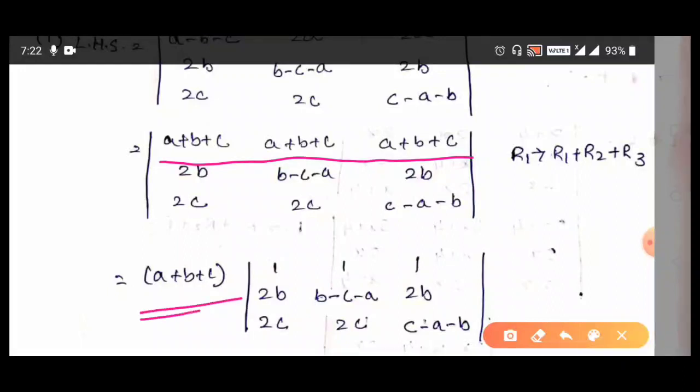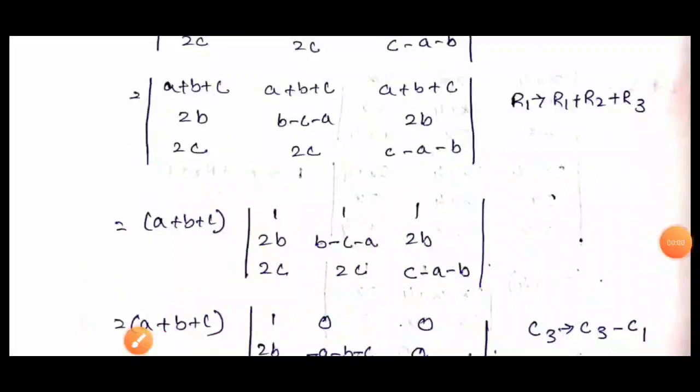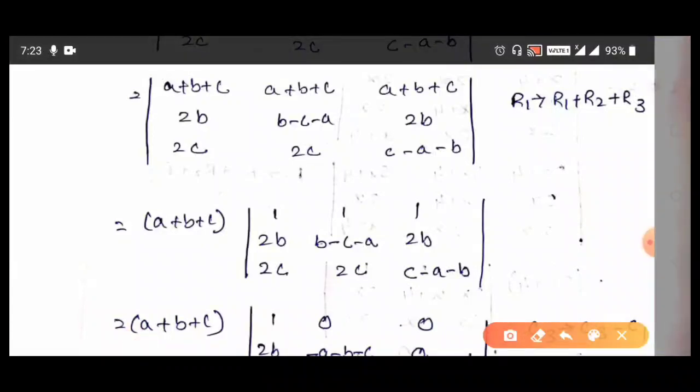So we can take out a plus b plus c. Now see, inside the determinant, in the first row, we have 1, 1, 1. Now we want to get a plus b plus c again, because in the answer we need (a plus b plus c) whole cube. So how can we get it?